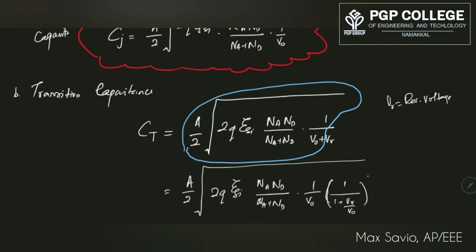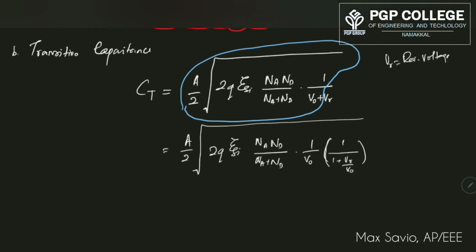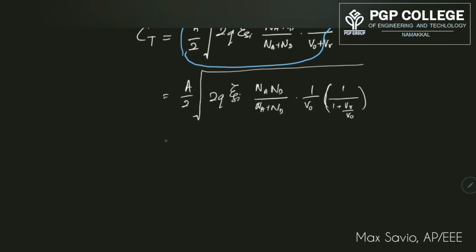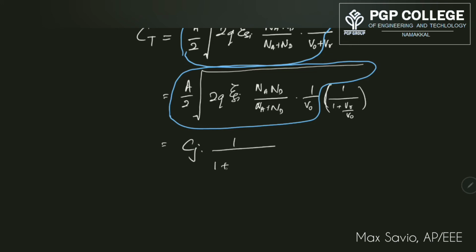Okay, so this is how it looks. I can write all these expressions as Cj times 1 divided by 1 plus Vr by V naught, which is supposed to come in the square root. So this is the Ct.